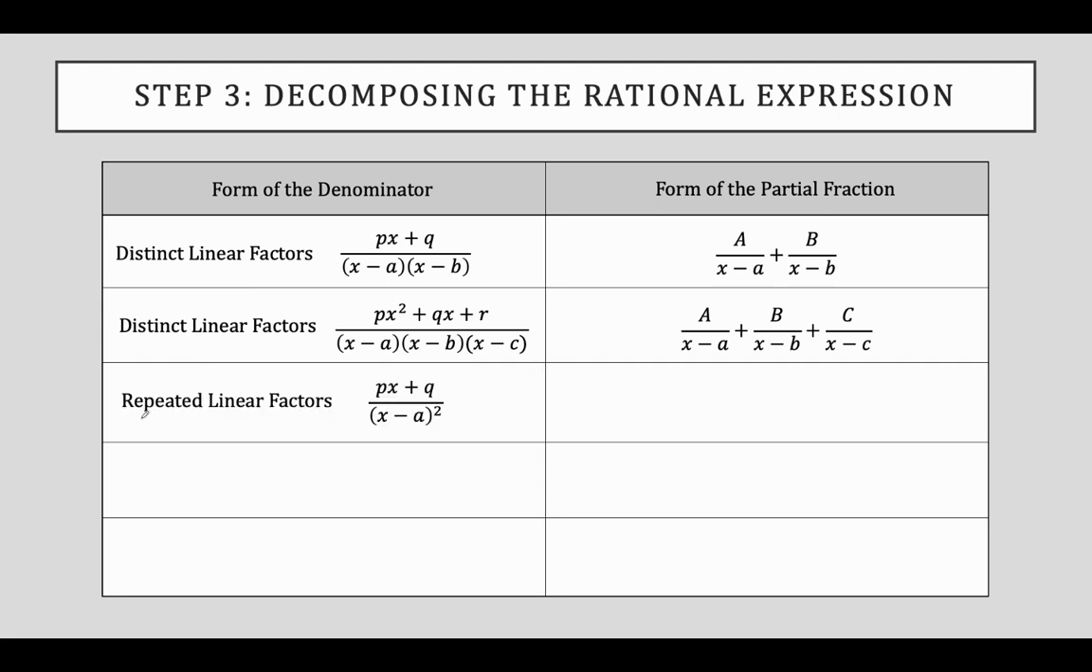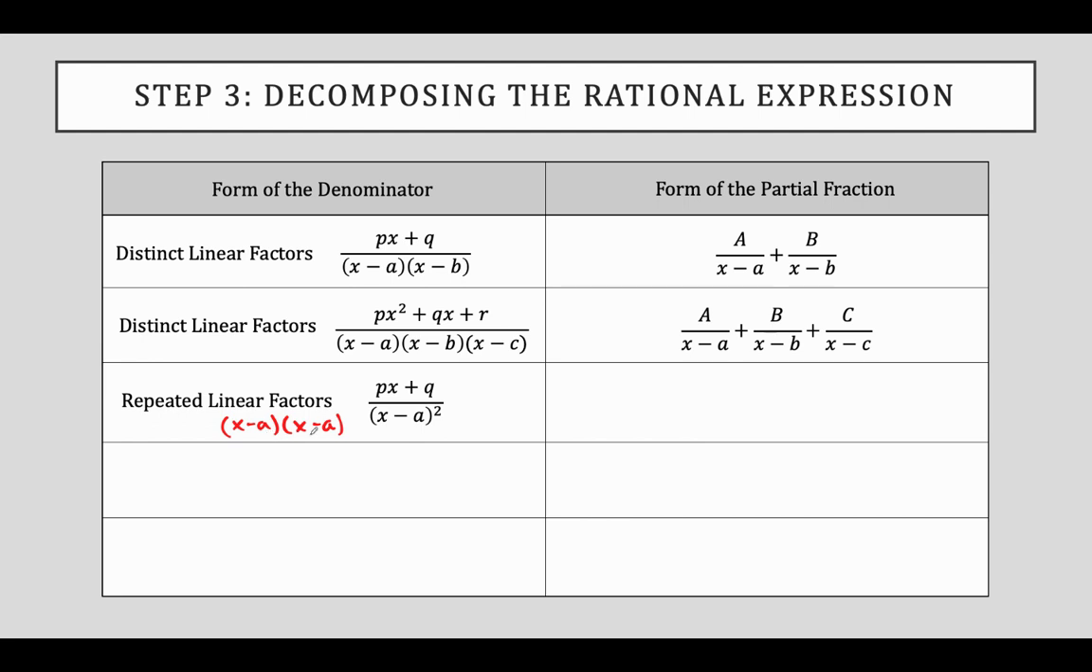We can also have repeated linear factors in the denominator. A repeated linear factor is when a linear factor occurs more than one time. So notice in the denominator here, I have x minus a quantity squared. That's the same thing as x minus a times x minus a. It is a repeated factor, meaning it occurs more than one time. It's linear still because the degree of the factor is 1.